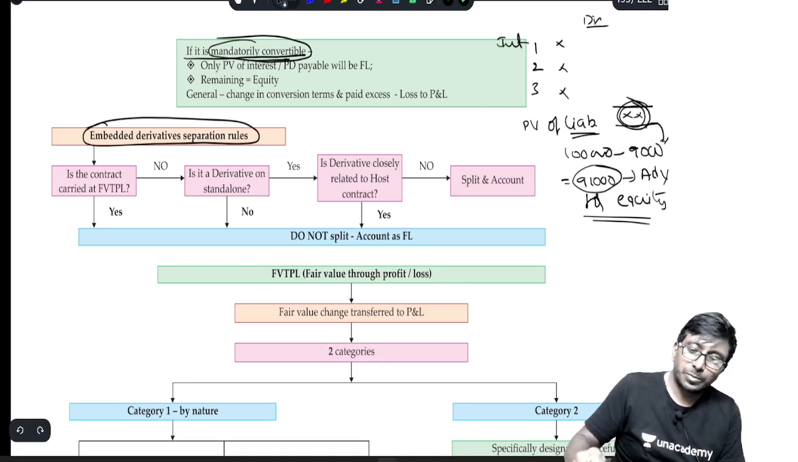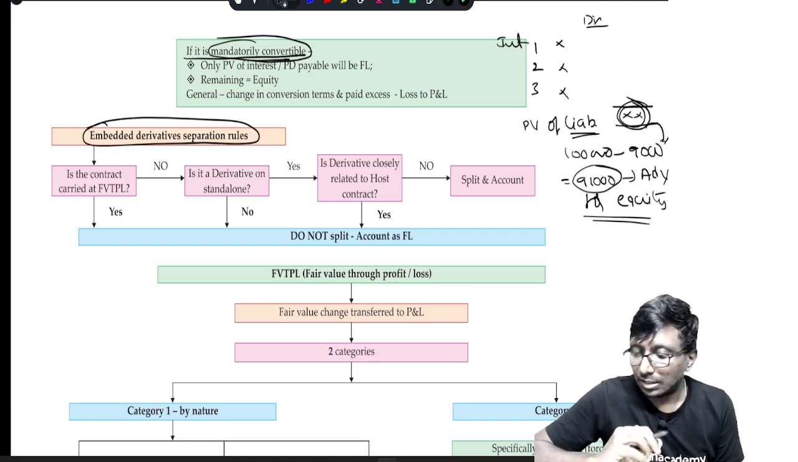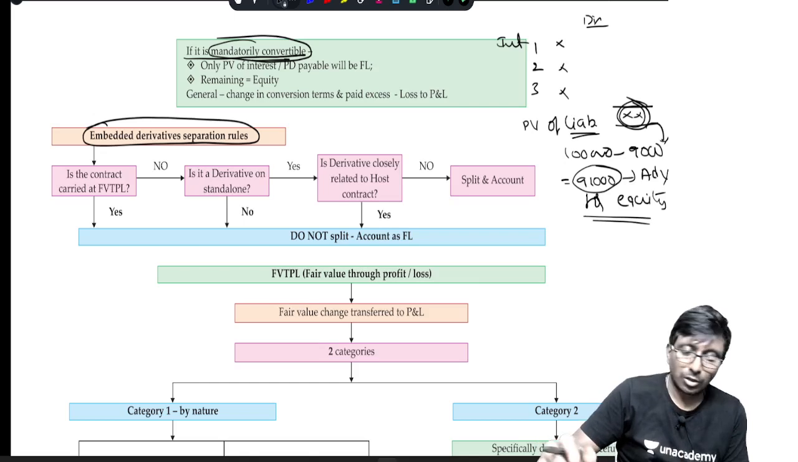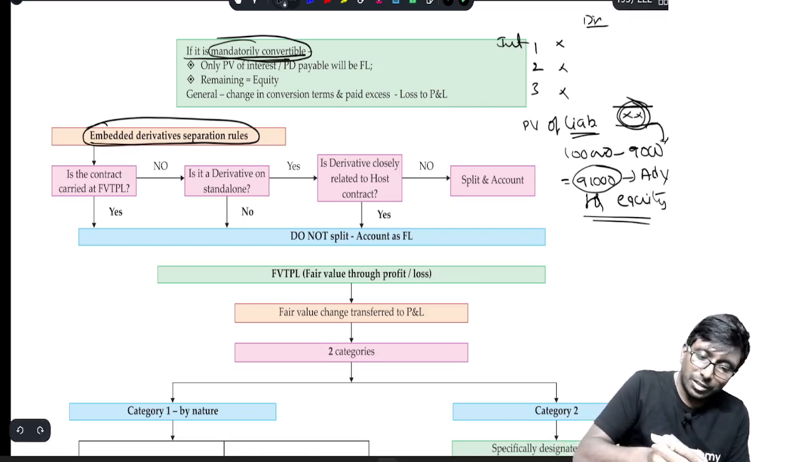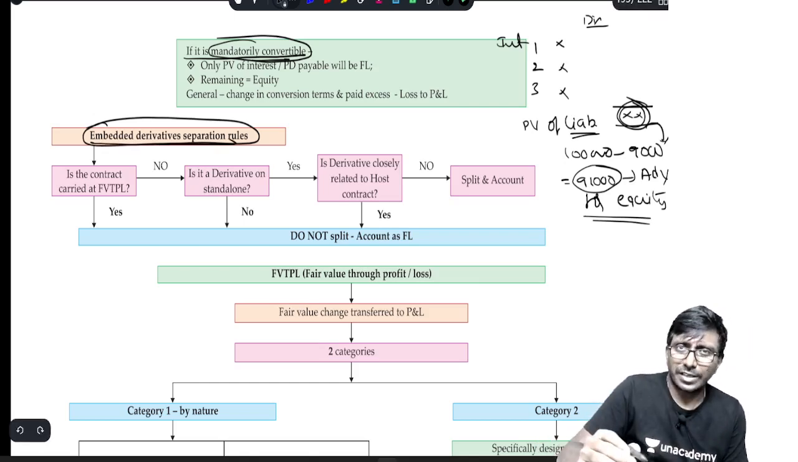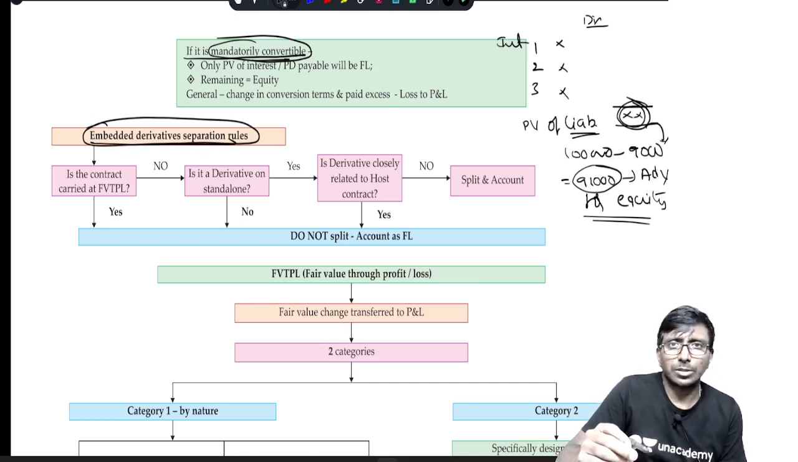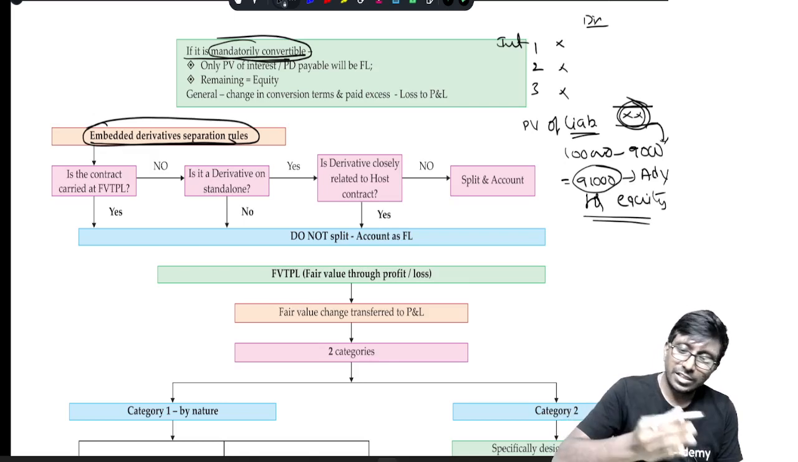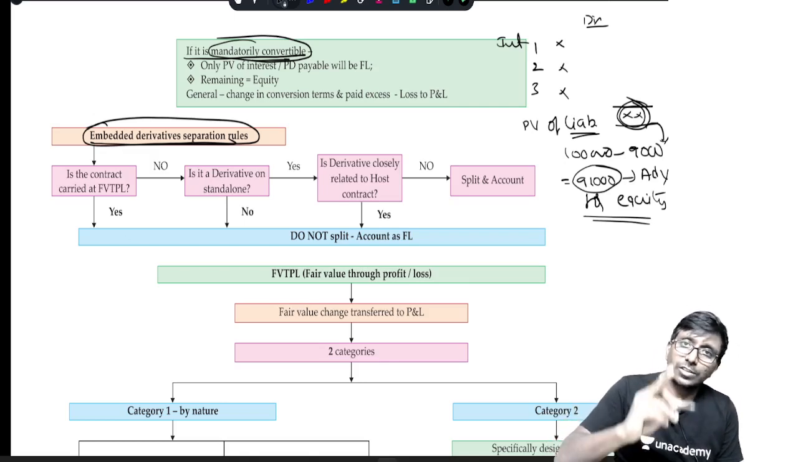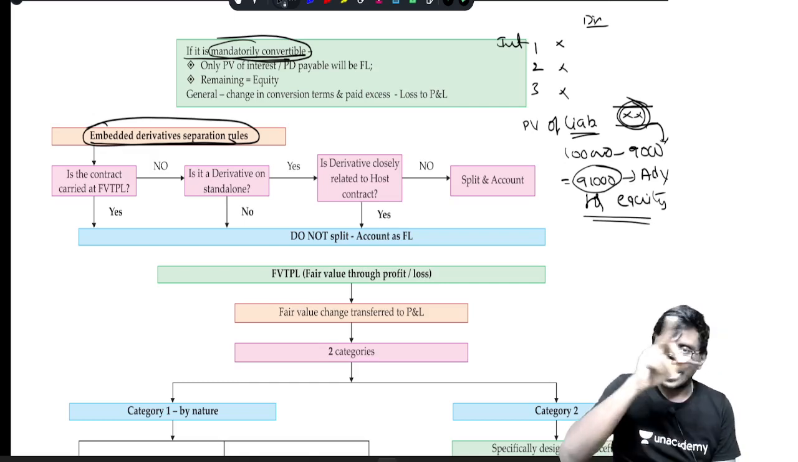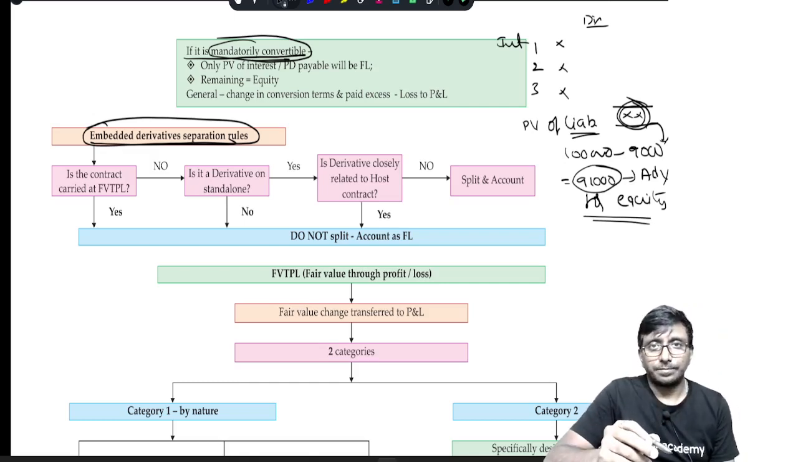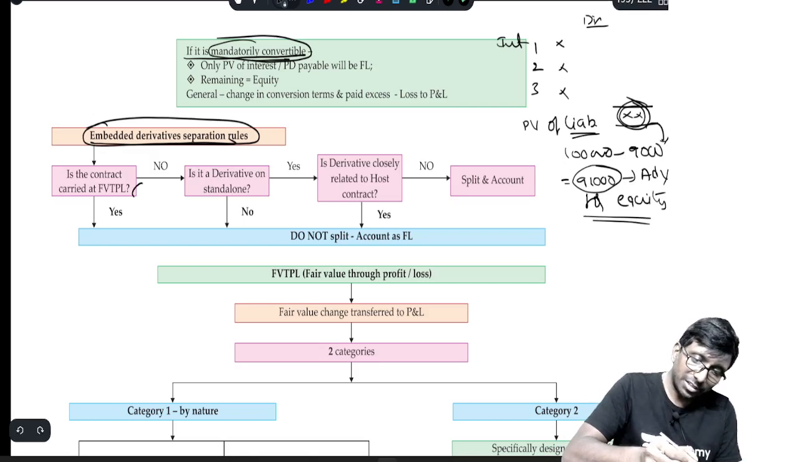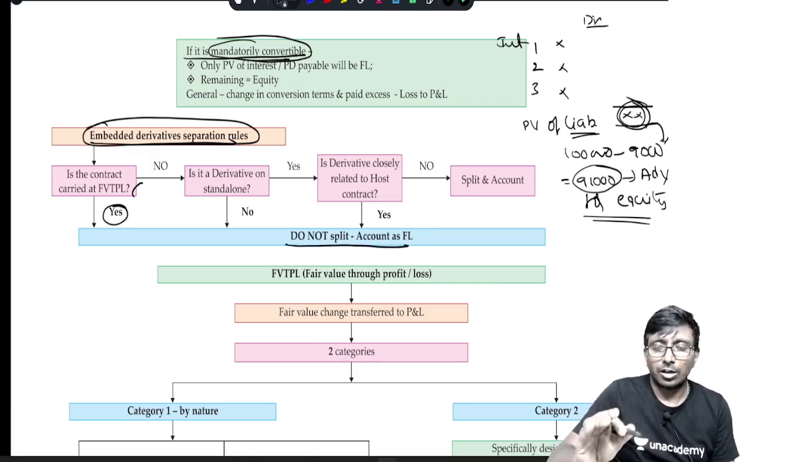Here this concept is there. It's okay, we don't spend too much time. Let me clear it somehow. Embedded derivatives are there. Are we supposed to separate them? Not always. It is based on three questions. First question: are you measuring the entire instrument at FVTPL? If yes, do not split it. Account for it as a financial liability.